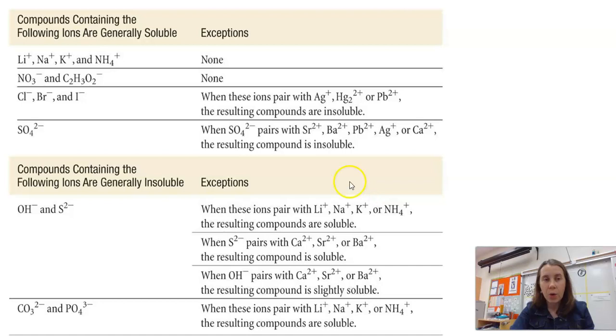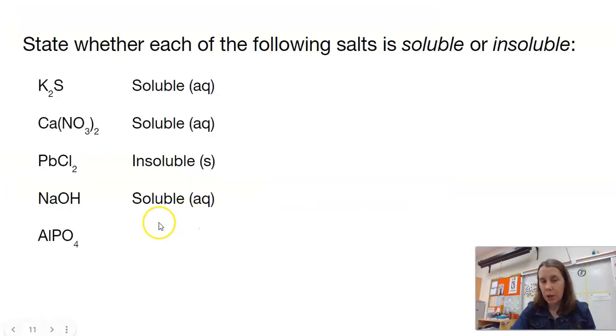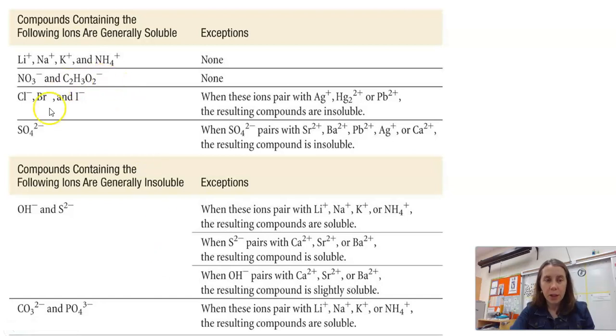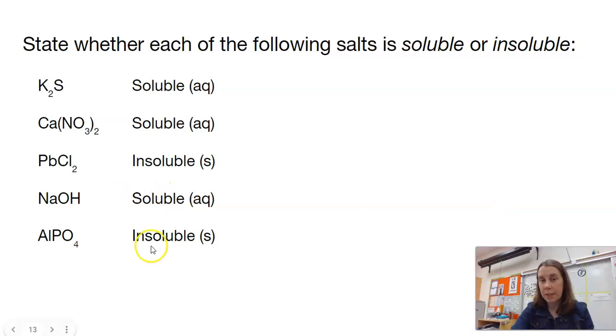All right, for NaOH, Na is one of those ones that's always soluble, no exceptions, right? So that one will be soluble. And then aluminum phosphate, all right, aluminum is not listed here, but phosphate is. Usually phosphate compounds are insoluble, all right? With these exceptions, aluminum is not one of those exceptions, so it will be insoluble.